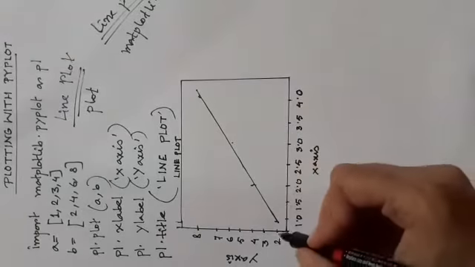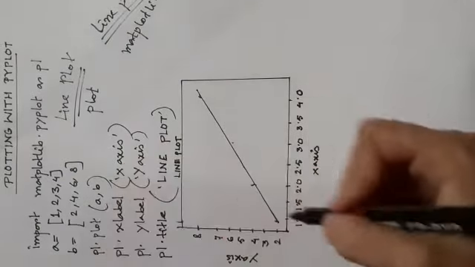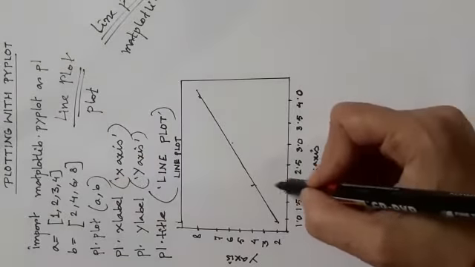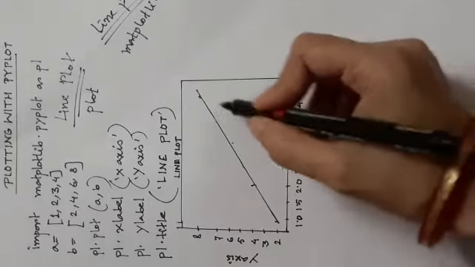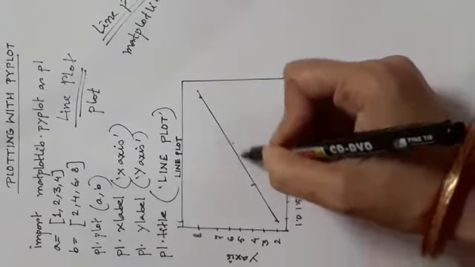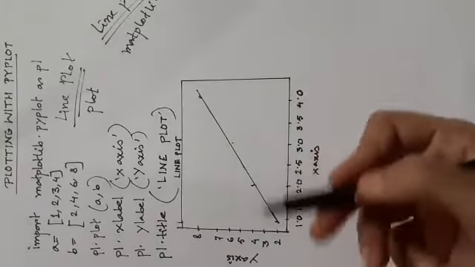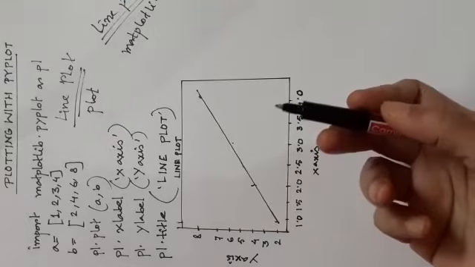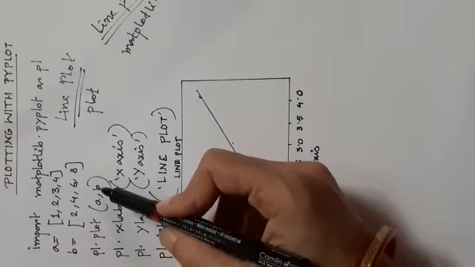How will the points be plotted? x-axis 1, y-axis 2, that is one point. Then 2, 4, one point. Then 3, 6, one point. And then 4, 8, one point. And those points will be joined. We are all familiar with this type of plotting. Now Python is doing this for us. So pl.plot, then A comma B.